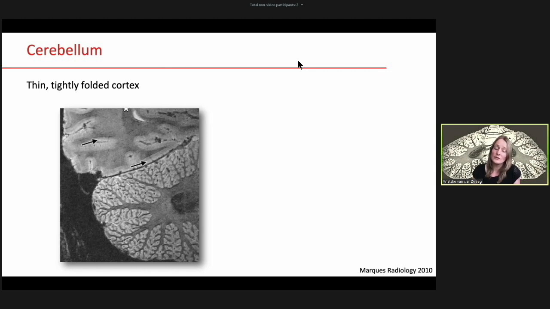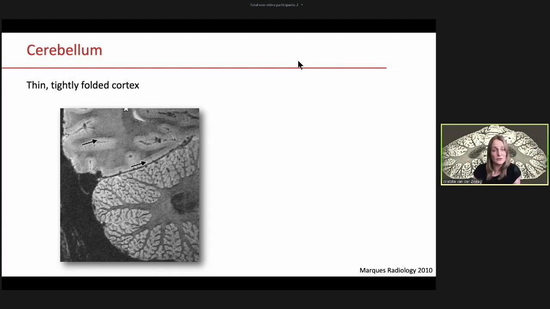So this is a single slice through the cerebellum. Down here, you can see that the cortical surface of the cerebellum is very, very thin, especially compared to the visual cortex here above. Now, the visual cortex is already not a region that's known for a very thick cortical layer. It's only about 2 millimeters here, but the cerebellar cortex is only about 0.5 millimeter.